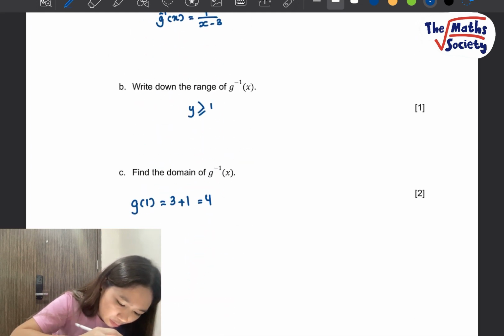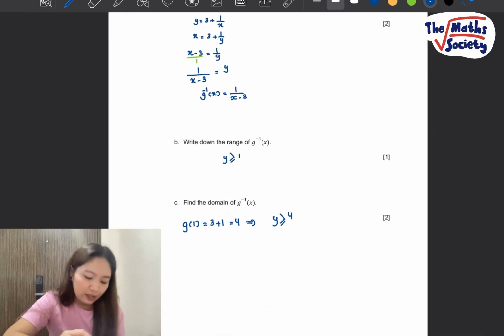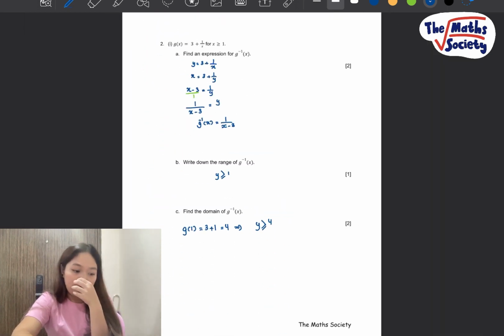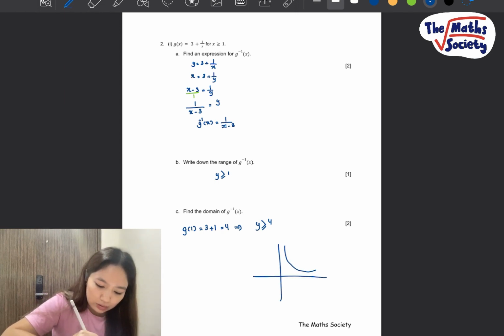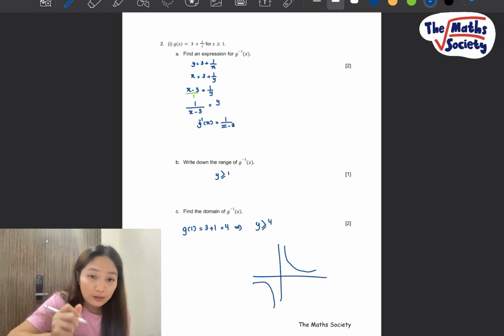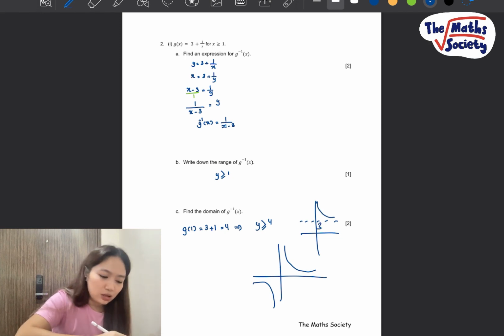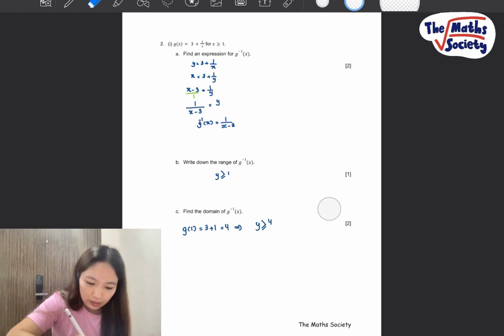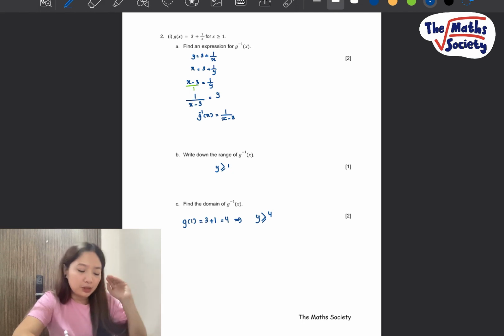So I already know that one part of my y is going to be greater than or equal to 4. Now I'm going to have to think because my graph is 1 by x. So 1 by x graph, if we draw it like this. This is our 1 by x graph. But since we have 3 plus 1 by x graph, if we have to draw, our asymptote is going to be at 3. So it's going to be like this. That means that the lowest value that I can take is very close to 3, but it's not 3.